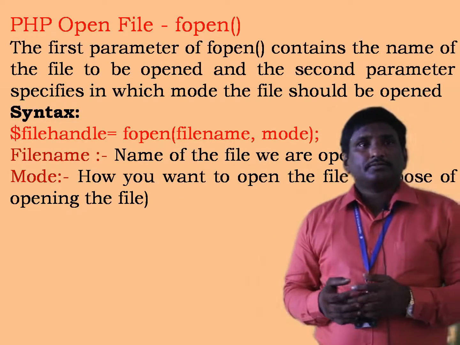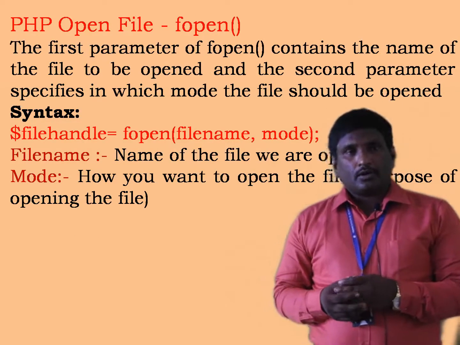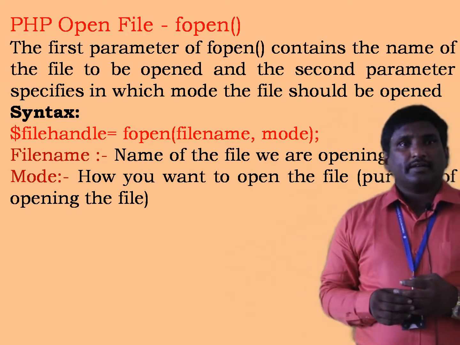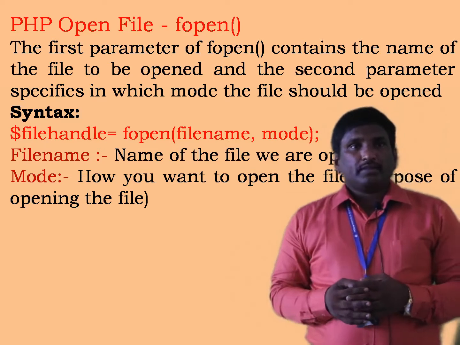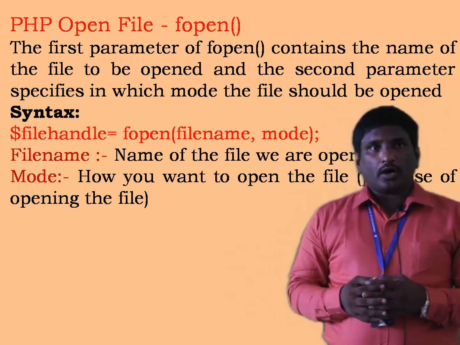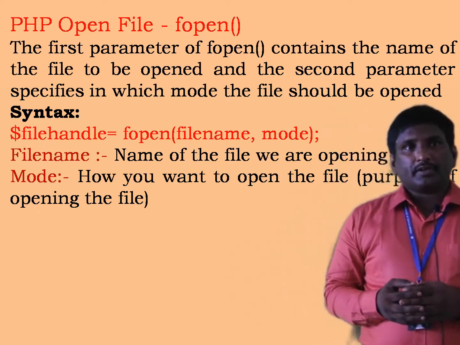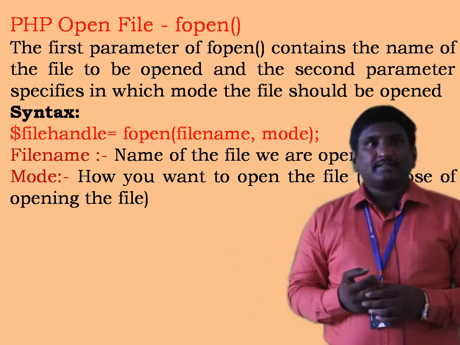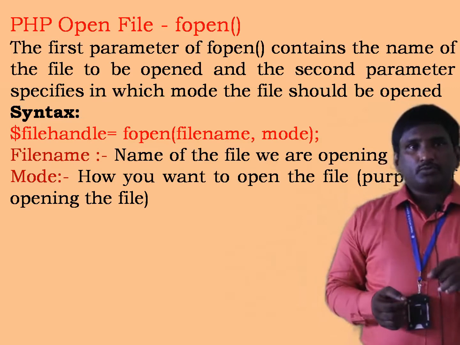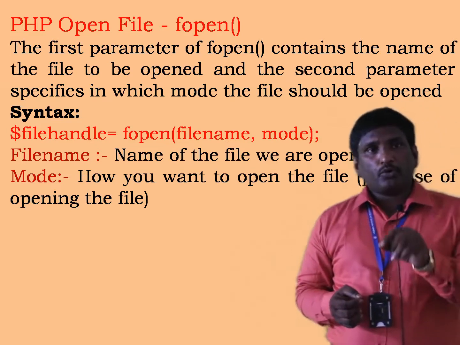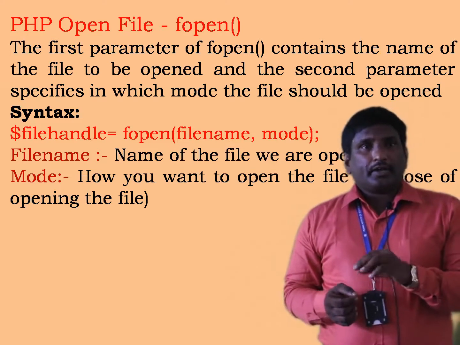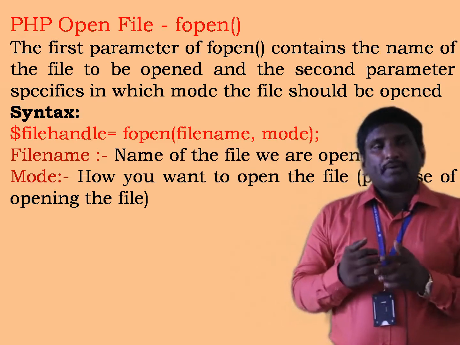Next. In order to open a file in PHP, there is a function called fopen. fopen has two arguments. The first parameter of fopen contains the name of the file to be opened, and the second parameter specifies in which mode the file should be opened. Mode means either read, or write, or read and write. Okay, so those are the mode operations.